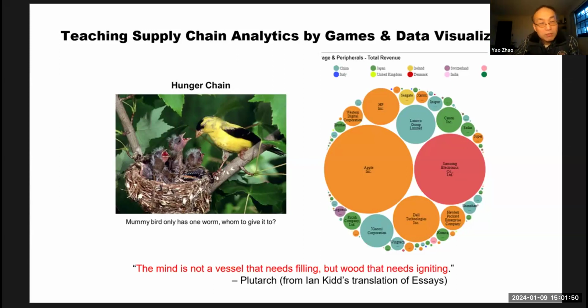Yesterday we introduced and played the Hunger Chain simulation for teaching shortage gaming, supply chain competition and rationing. And today we're going to demo a free business database to teach supply chain analytics by data visualization and interpretation.